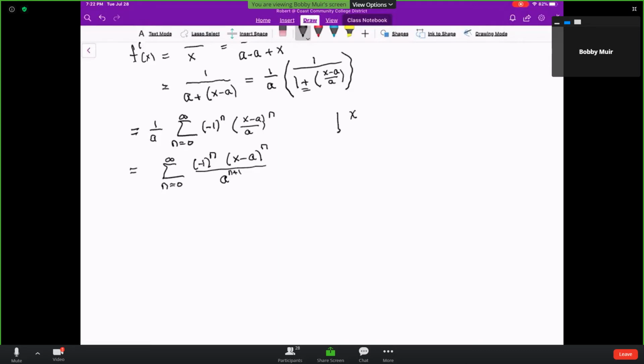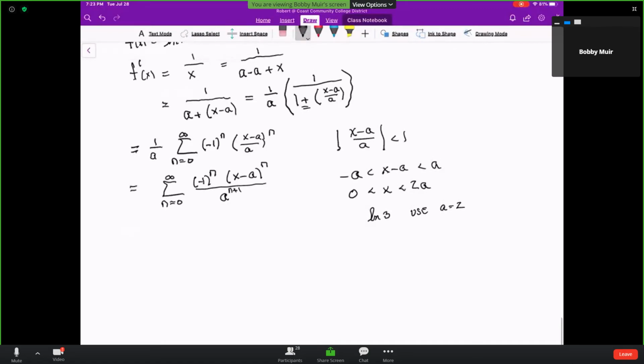And in order for this to converge, we have to have this thing in magnitude less than 1. Negative a less than x minus a less than a. So if I add a everywhere, I get this. Okay. So if I want to find a series for, let's say, the natural log of 3, then it looks to me like we can use a equals 2 if we want. Okay. All right, now back to the problem at hand here.